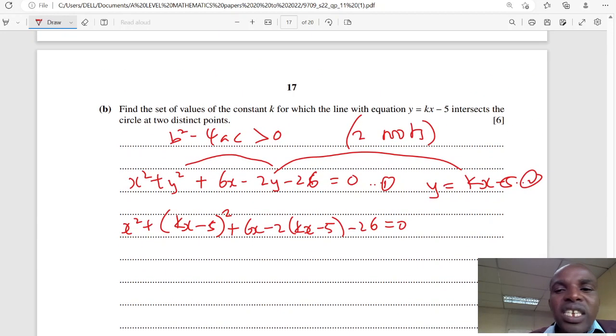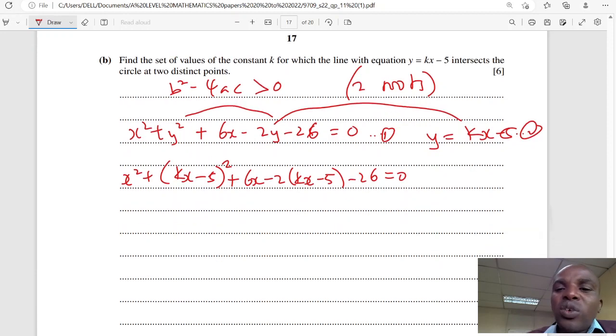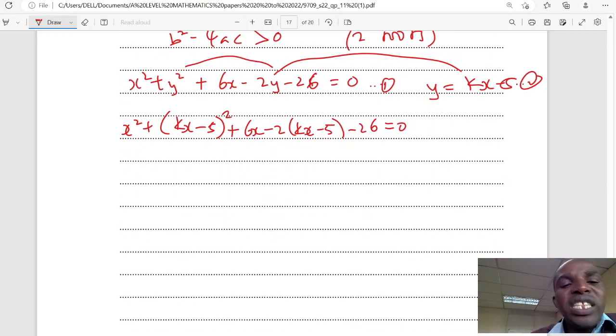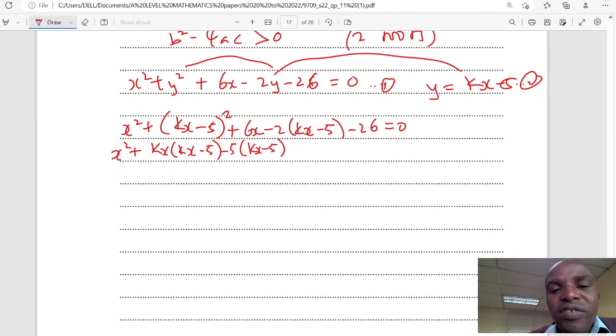What do you have to find? The set of values of the constant k, right? So you simplify this part. It will be x squared here, then plus, this one is a double bracket, so (kx minus 5)(kx minus 5), then plus 6x, then minus 2kx, then plus 10 minus 26 is equal to 0.